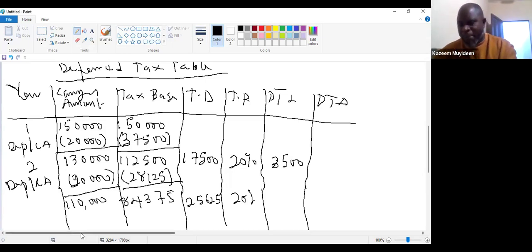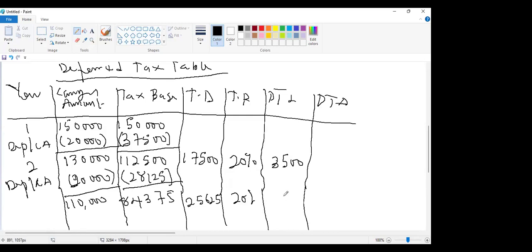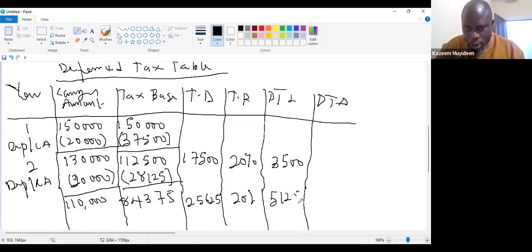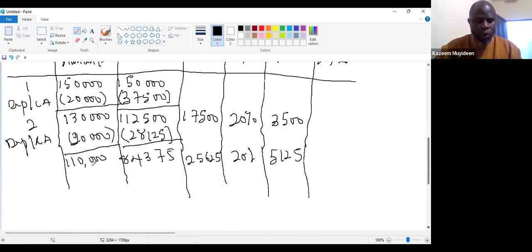When we get to a question like that, you will see it when I get there. When we multiply, it's giving me a deferred tax liability, 5125. So don't forget the closing balance of year 2 will be the opening balance of year 3. Like that, I'll go to year 3. I'll say, oh, this is year 3.